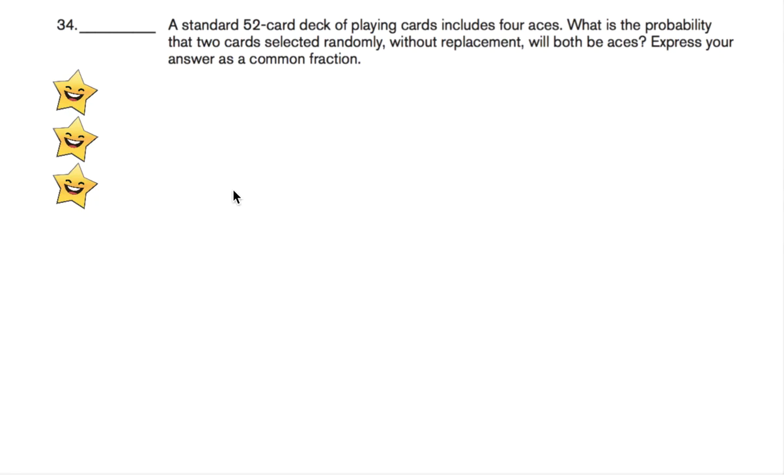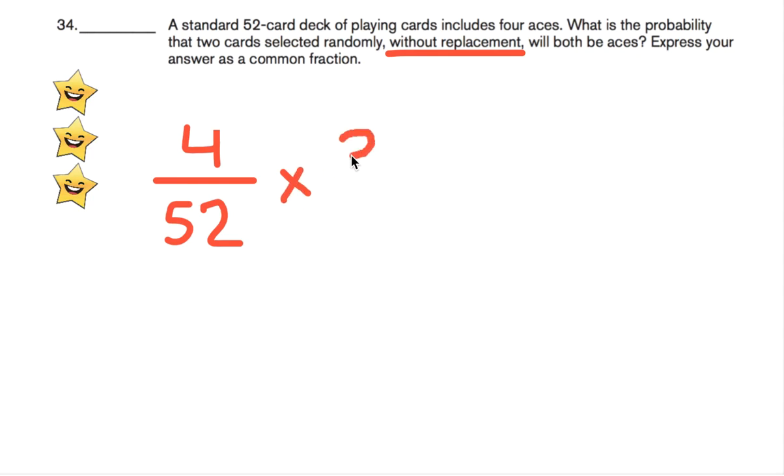Number 34. A standard 52-card deck of playing cards includes 4 aces. What is the probability that 2 cards selected randomly without replacement will both be aces? So this without replacement is key. Express your answer as a common fraction. Well, the probability that that first card is an ace is 4 out of 52. And now there are only 3 aces left in the deck, and there's only 51 total cards. So 4 over 52 times 3 over 51.